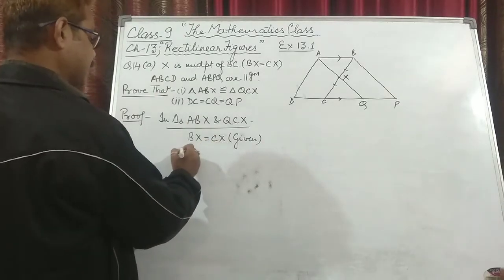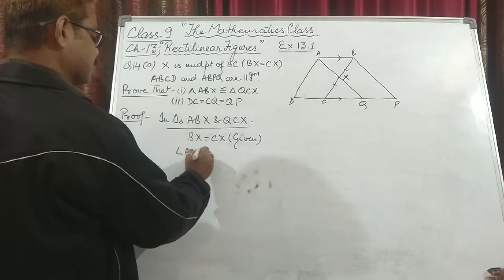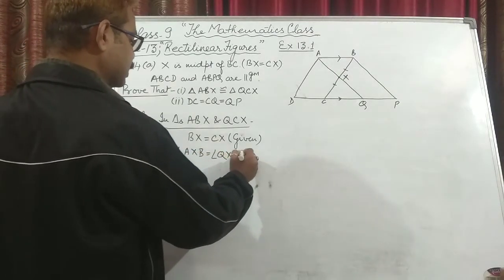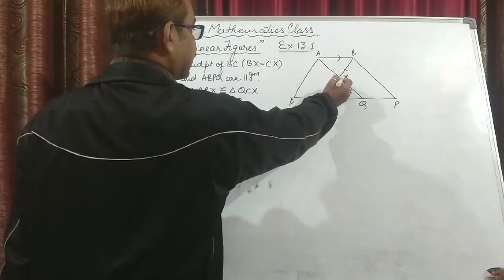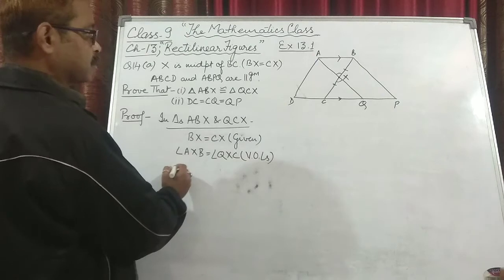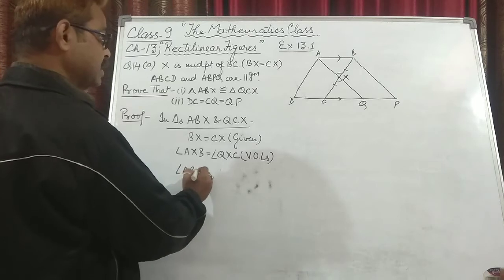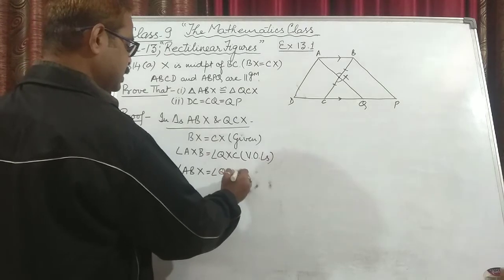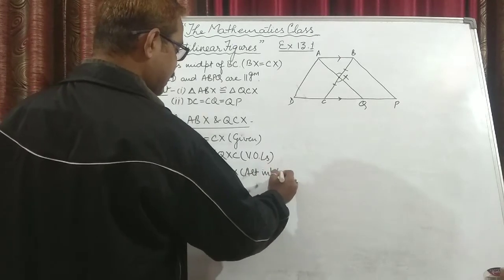Second thing, you can say that in triangle ABX we can say angle AXB is equal to angle QXC. Why? Because they are vertically opposite angles. This angle and this angle are vertically opposite angles, so they will be equal. Third point, we can say that angle ABX is equal to angle QCX. Why? Alternate interior angles.